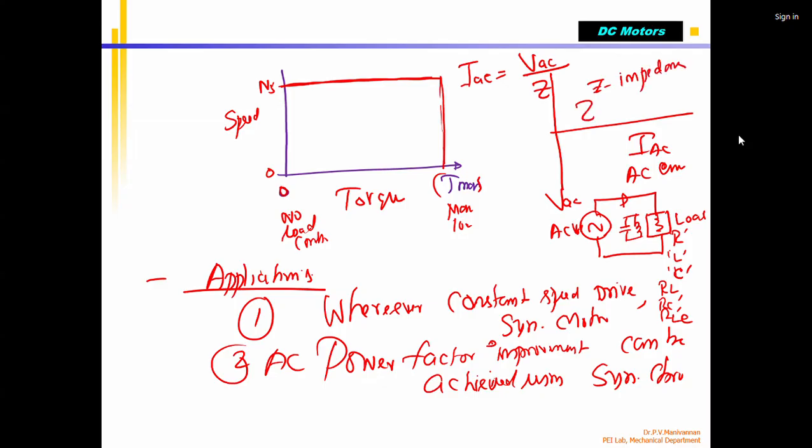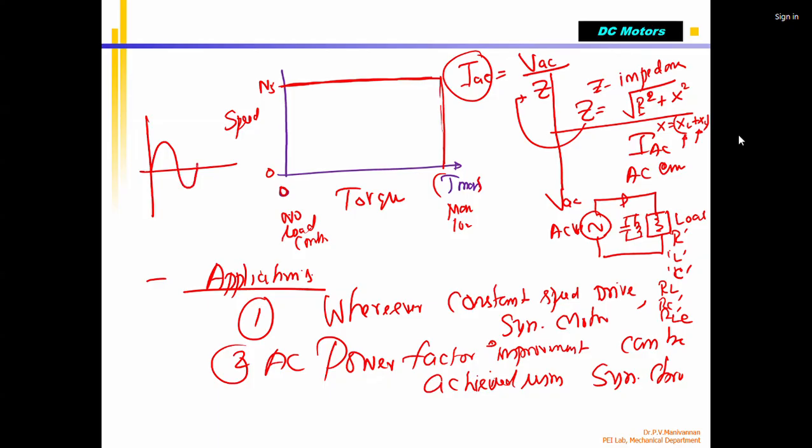Okay, how will you calculate Z? Z equals the root of R squared plus X squared. X is nothing but XL plus XC, where XL is called inductive reactance and XC is called capacitive reactance. So if you compute Z from the resistance and reactance and substitute it in the denominator, you can find out I_AC.